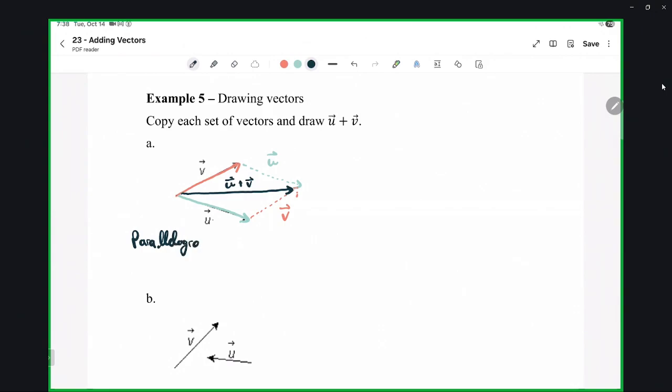If we were to use the triangle method, we would have vector v, and then we would just physically move vector u, and we'd have the resultant vector, v plus u, or u plus v if you prefer. So this would be the triangle method.